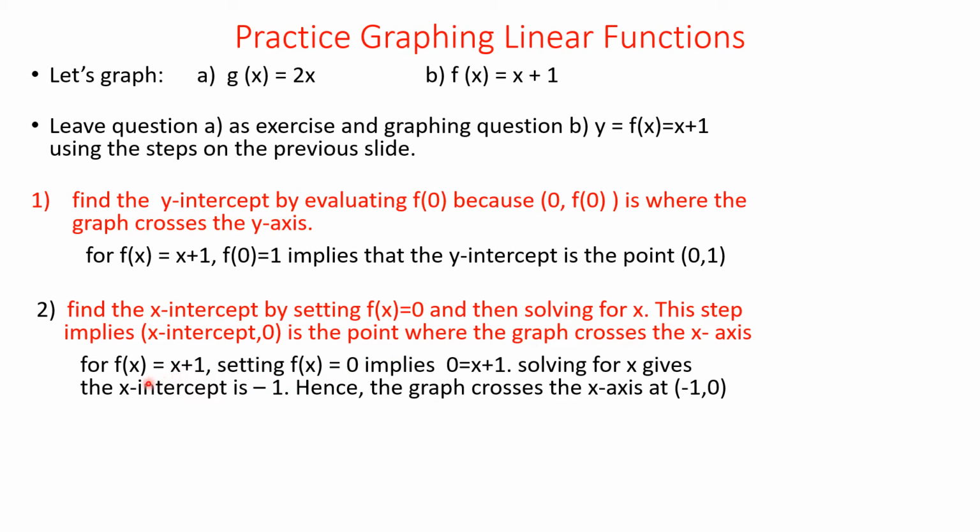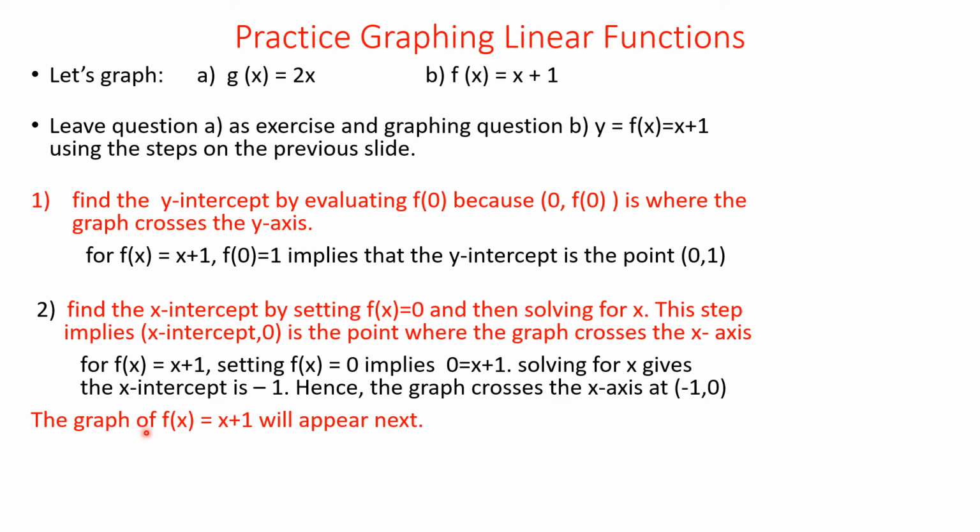Let's apply this step. So f(x) = x + 1, we're going to set f(x) equal to 0. So we will have 0 = x + 1, then we'll solve for x, and by doing so the x-intercept is -1. Hence the graph crosses the x-axis at the point (-1, 0).